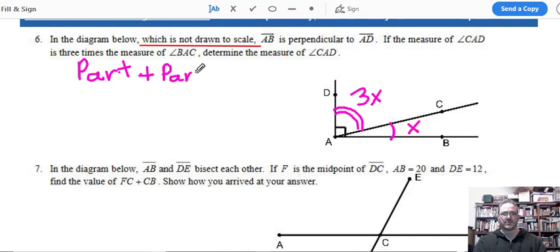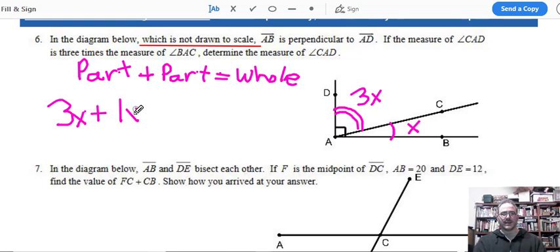It takes me so much longer to write this. I should have just typed it. Part plus part equals the whole. Okay, so, which means 3x plus 1x, right, just 1x over there, is going to be equal to 90 degrees.